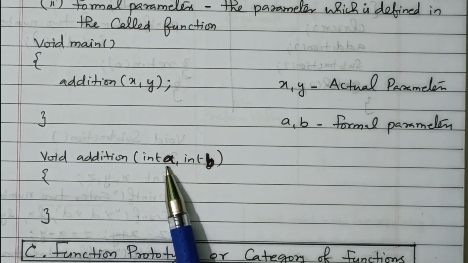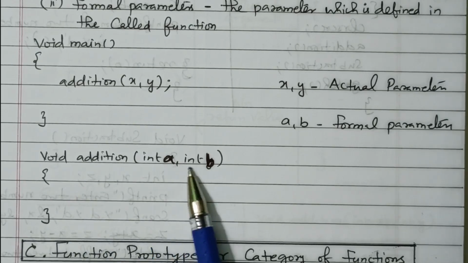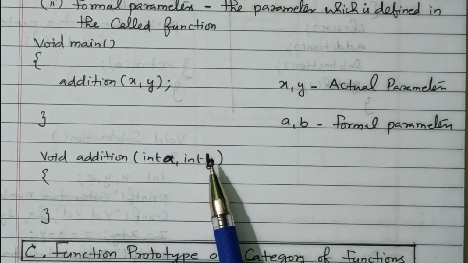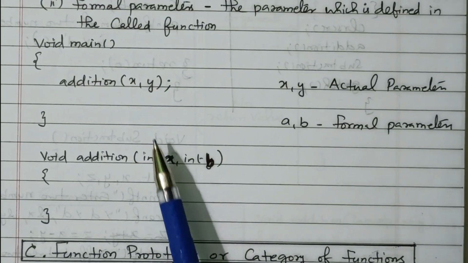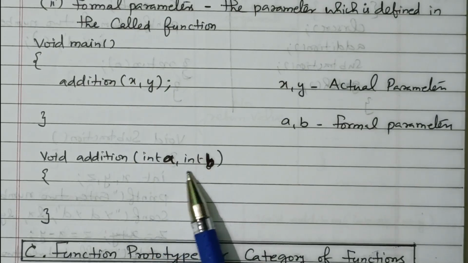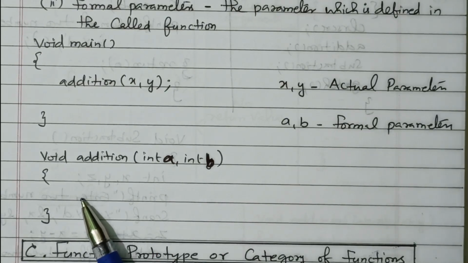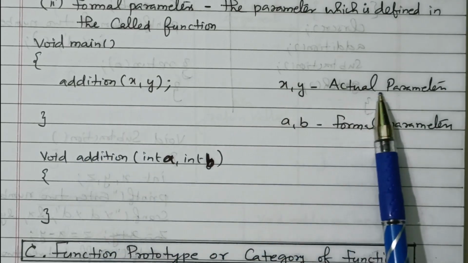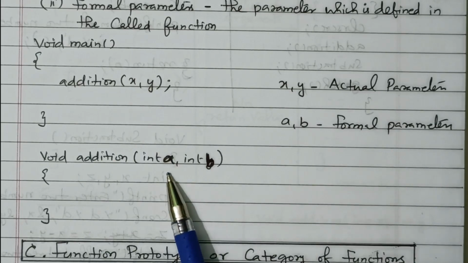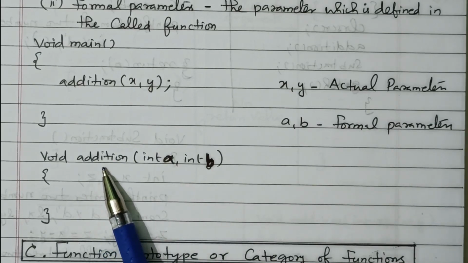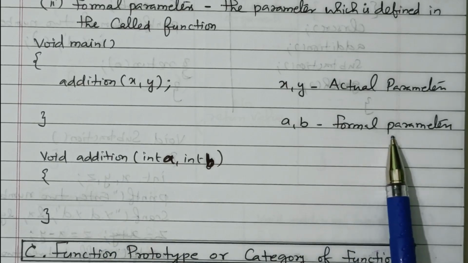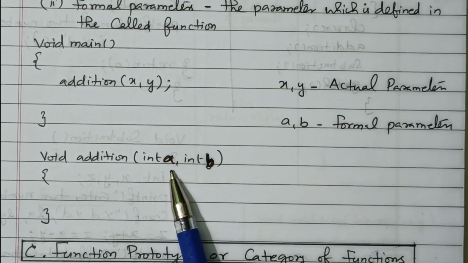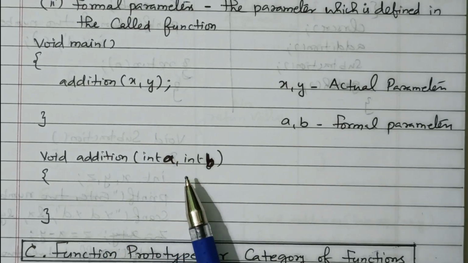Void addition(integer a, integer b). So here we have another two variable names, a and b. What will happen? This x is stored in a, y is stored in b. A copy of x is stored in a, a copy of y is stored in b. This a and b we can use in this program according to our requirement. So the parameters available in the main program are called actual parameters. A copy of that is stored in the function definition's a and b. That is called formal parameters. So these two in the main program are actual parameters. The parameters available in the function are called formal parameters.